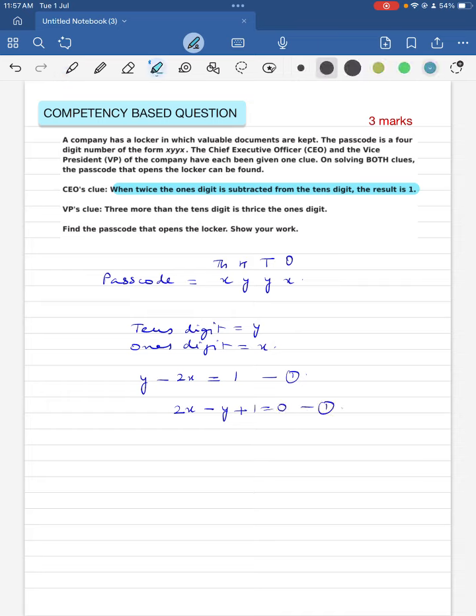Now in the second clue, they've mentioned that 3 more than the tens digit is thrice the ones digit. Now 3 more than the tens digit is y plus 3 is equal to thrice the ones digit, which is 3x. So the equation becomes 3x minus y minus 3 equal to 0. So that's your second linear equation. Now you just have to solve both these equations.